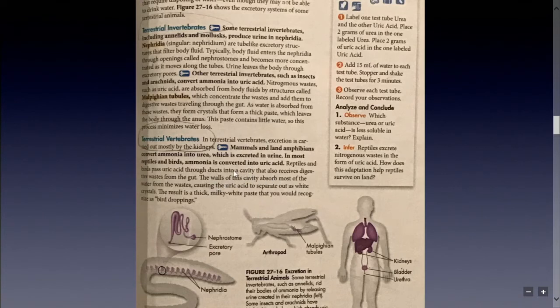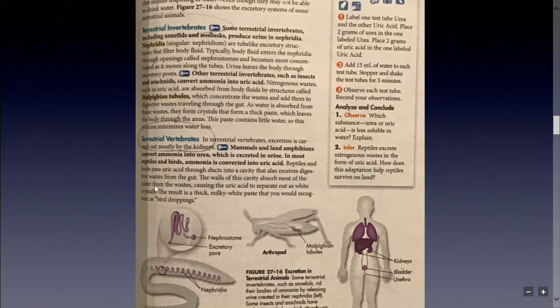And so back to the cavity here. The way reptiles and birds work, they pass uric acid through ducts into a cavity that also receives digestive waste from the gut. So kind of like back up here with the Malpighian tubules is sort of the way that works too, with the same concept. You're basically adding it to digestive waste. Same thing down here.